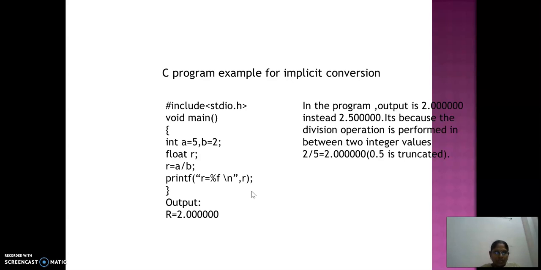What actually you should get as the output is 2.5, because the division operation is performed between two integer values. So one of them should be converted into float so that you will get the correct output.